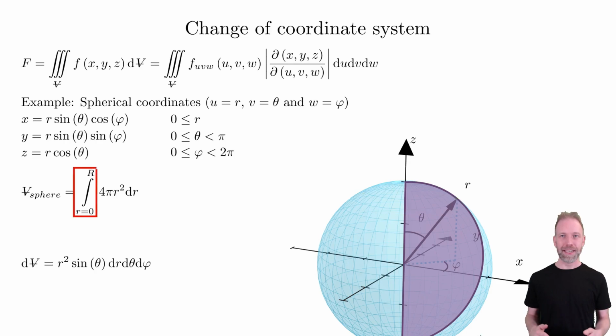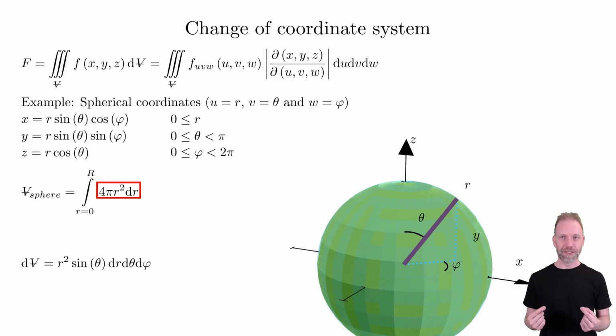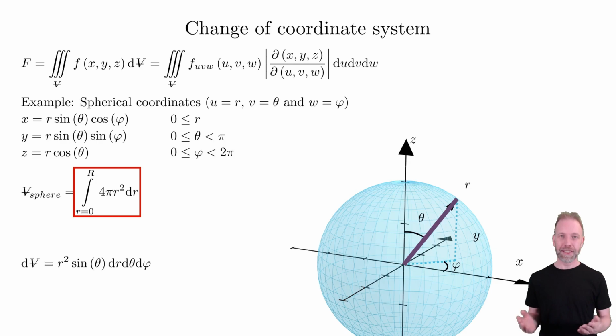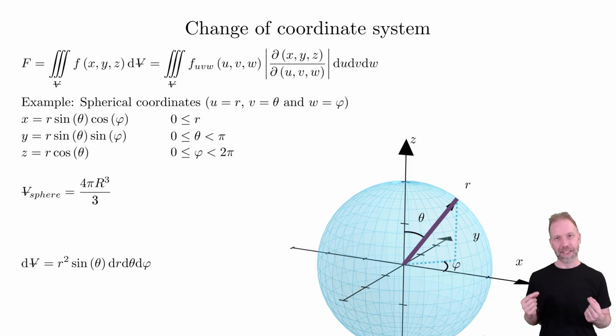Now what remains is the integral over the following line. This term is a spherical shell that varies with the radius. Solve the integral. And insert the limits. And we have recovered the volume of a sphere in a way that involved significantly easier integrals than when we used Cartesian coordinates early in this video.